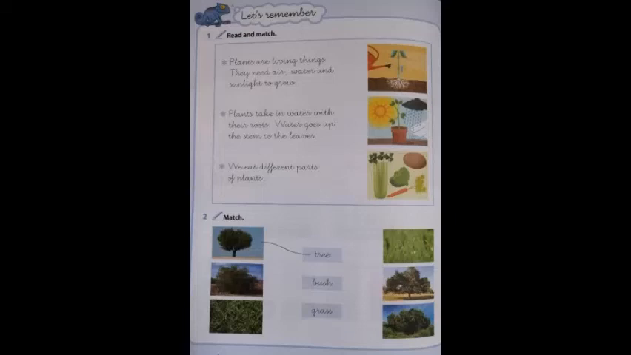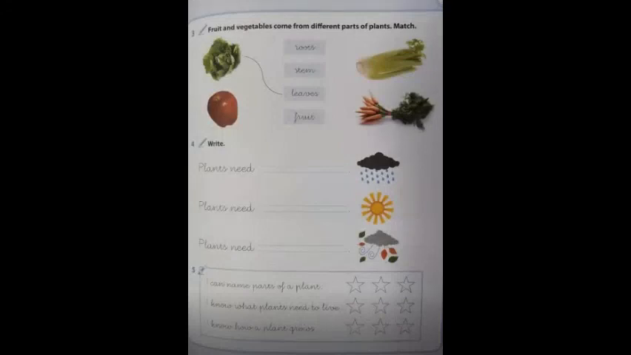The next one, match. Tree. You have a tree at the left, but there is also another one at the right. Bush. You have one at the left, and there is another one at the right. And grass. There is one at the left, and there is one on the right. Fruit and vegetables come from different parts of plants. Match. Roots, stem, leaves, fruit. You have one done.